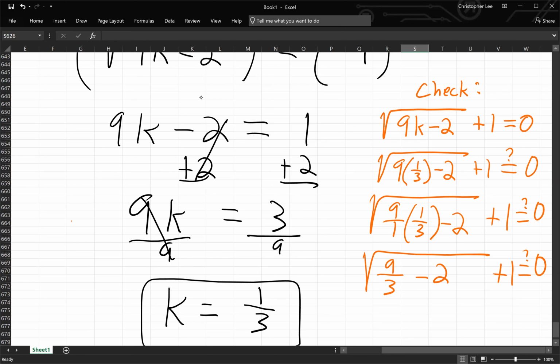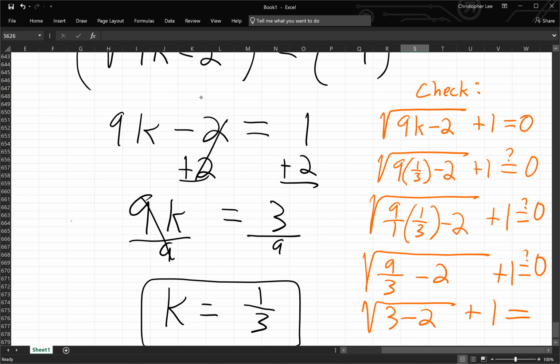2/1? No. So 9 divided by 3 is just what? What's 9 divided by 3? It's like 3, right? Yeah. So this is going to be what? Square root of 3 minus 2, right?